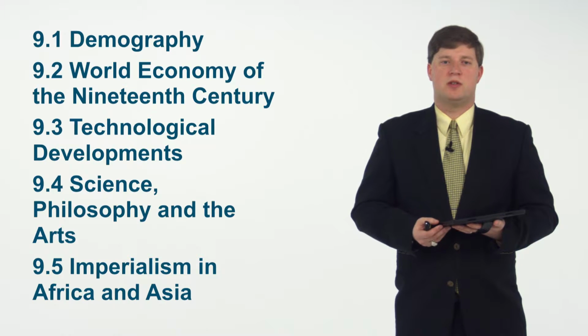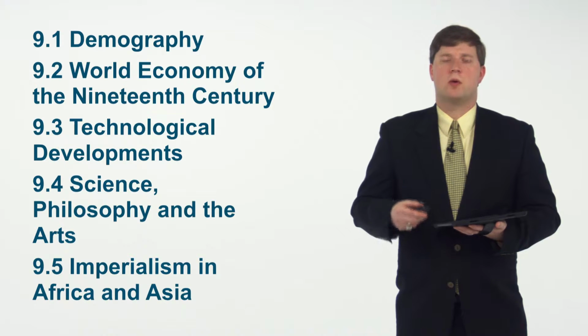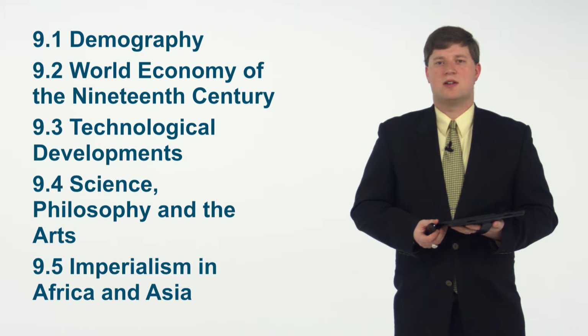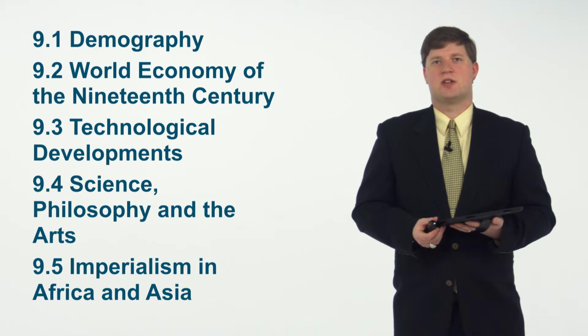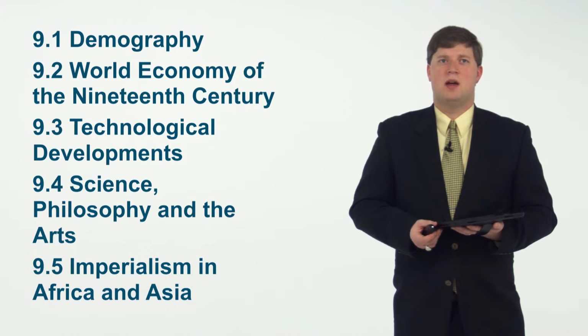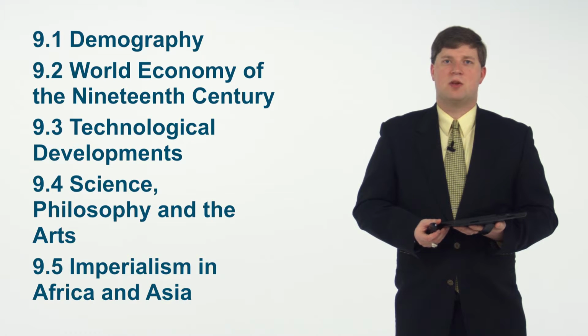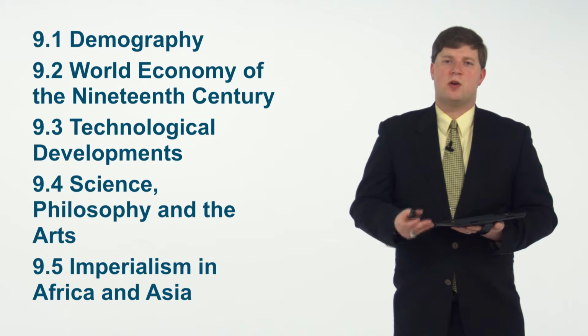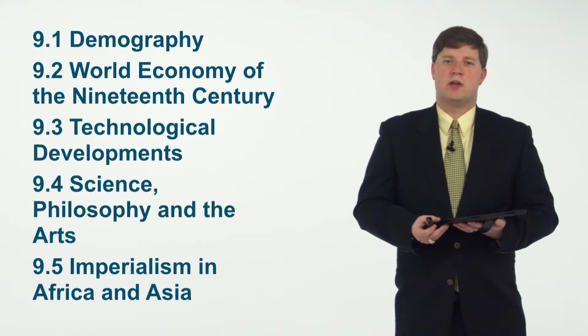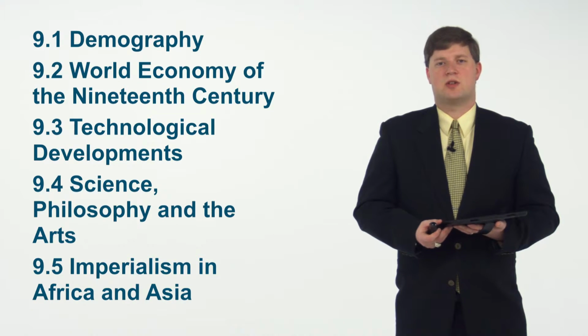So how are we going to tackle this series of topics? Well, first we're going to look at the broadest level of change, which is demography. How are changes occurring in this latter half of the 19th century into the 20th? Second, we're going to look at the nature of the world economy in the 19th century. And then third, we're going to look at, in a little bit more detail, what are the technological developments?